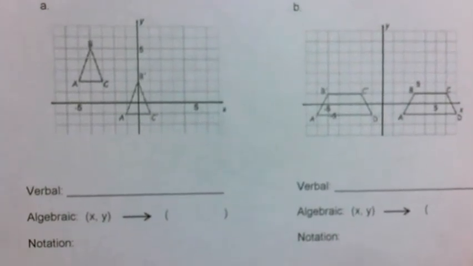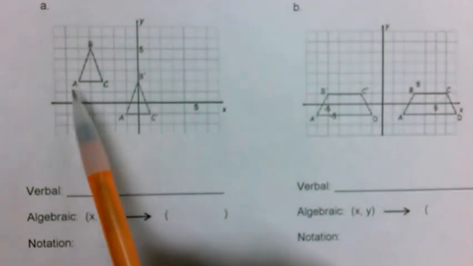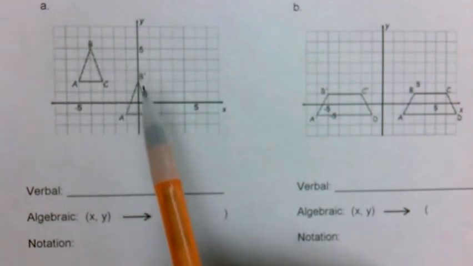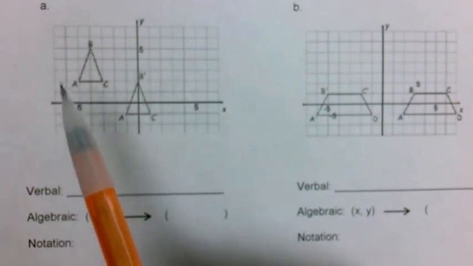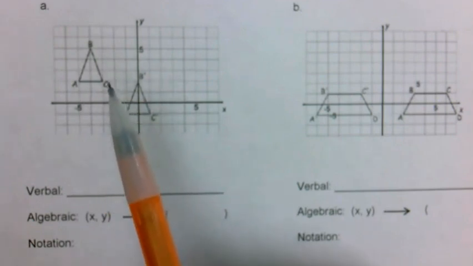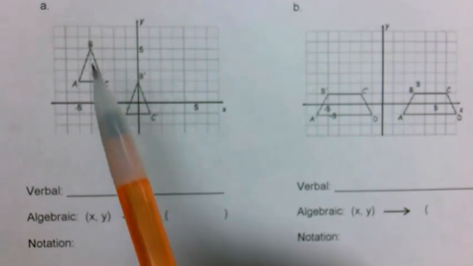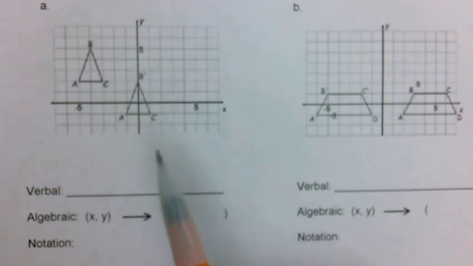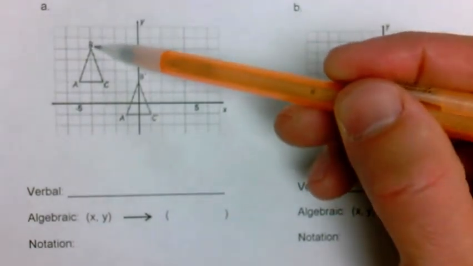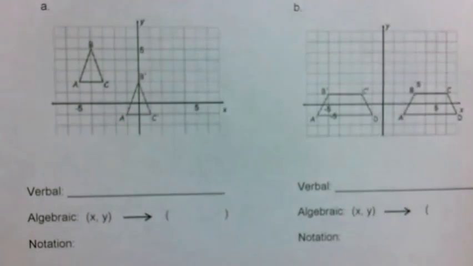Well, in order to figure that out, you just have to figure out how each point maps to its image point. How does A go to A prime? How does B go to B prime? How does C go to C prime? Now, the nice thing is that all of these letters move the same way. So however A moves to A prime, it's the same as B to B prime and C to C prime. So pick one of them to use as your example. I'm going to go ahead and use point B and see how it maps to point B prime.